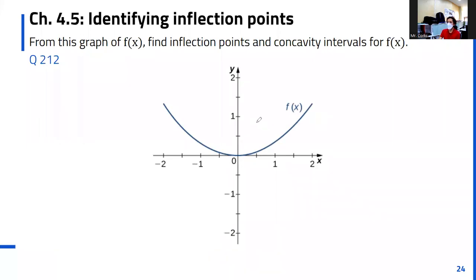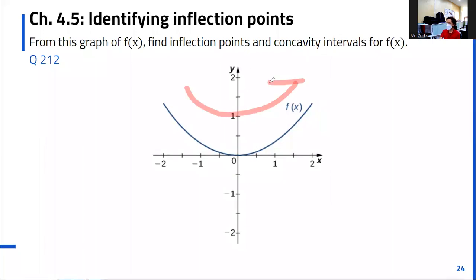Okay, second one, inflection points. Well, we don't see any because we only have one concavity interval. We are just curving up the whole time. We should be writing out the interval notation on the side. I'll just be skipping that for these examples for sake of time. So we're just curving up the whole time. One interval, no inflection points.